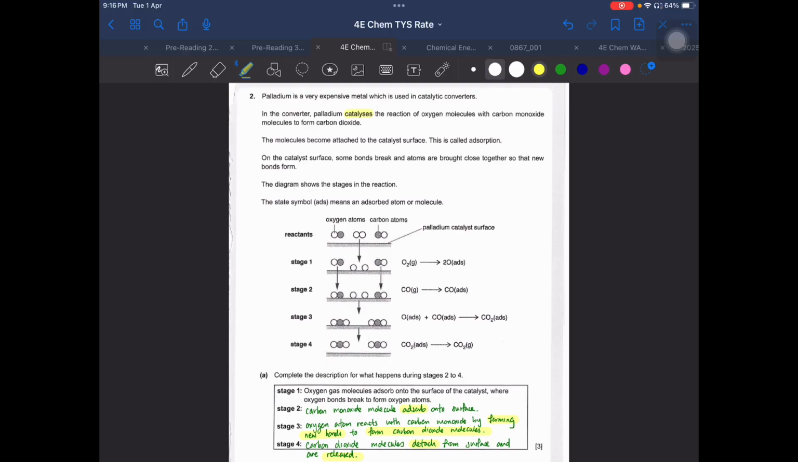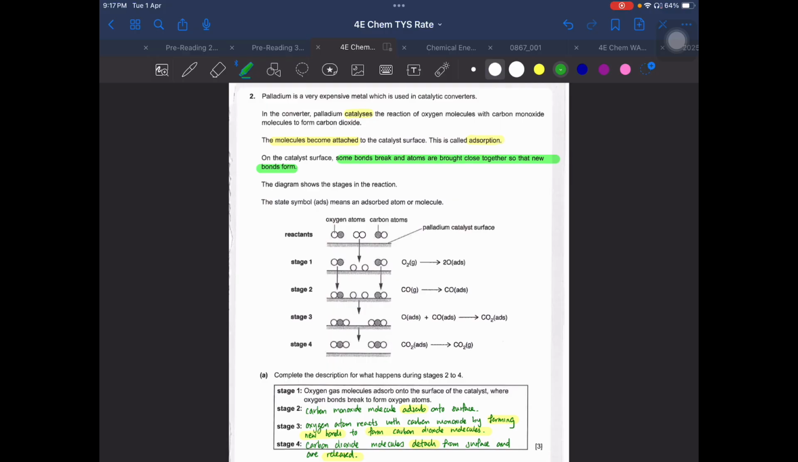So what happens is that there's this process called adsorption that's new to you. Basically, it means that the molecules become attached to your surface. Based on the reading, when it's attached, some bonds can be broken and some bonds are brought together to form new bonds. Then in the process, you will form a new product, and the product will be released after a while.